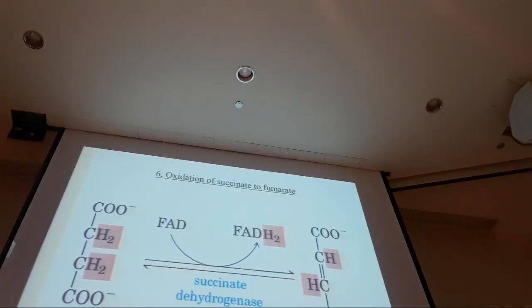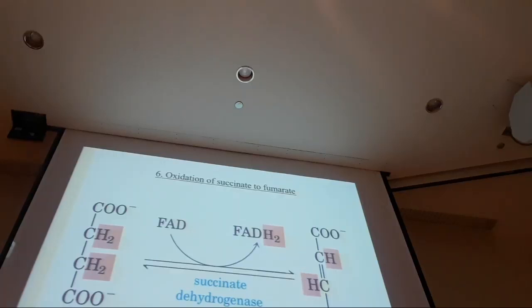And the electrons that are taken away with these two hydrogen atoms are transferred first to FAD. So succinate dehydrogenase is a flavoprotein, containing this flavin adenine dinucleotide. The electrons that are linked momentarily to the flavin adenine dinucleotide are then transferred to other components of the electron transport chain, and ultimately to oxygen, which is the ultimate electron acceptor in the electron transport chain. So here electrons are taken away from our succinate, our substrate for this reaction, but then they are donated further down to other components of the electron transport chain.